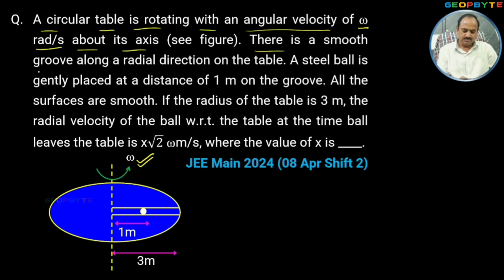There is a smooth groove along a radial direction on the table. Look at the smooth groove. This is the smooth groove. Otherwise, let us take another color. This is the smooth groove. Let me write it clearly.